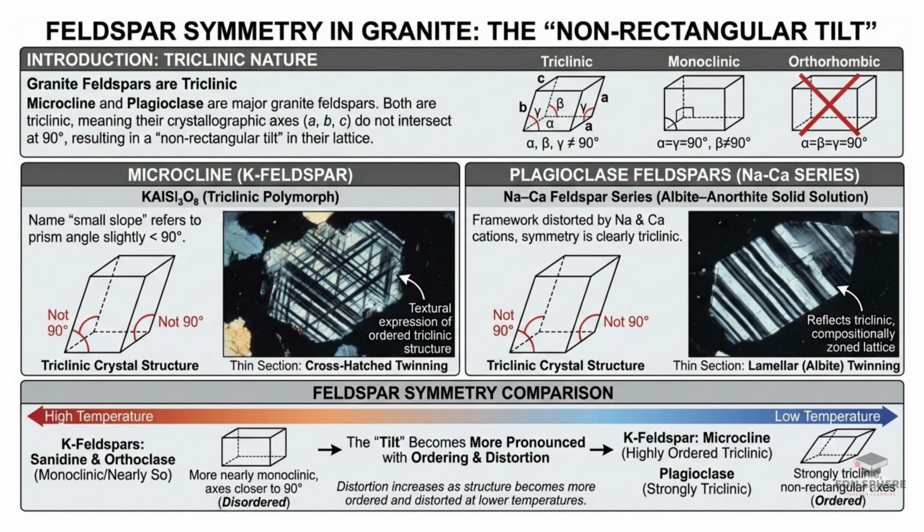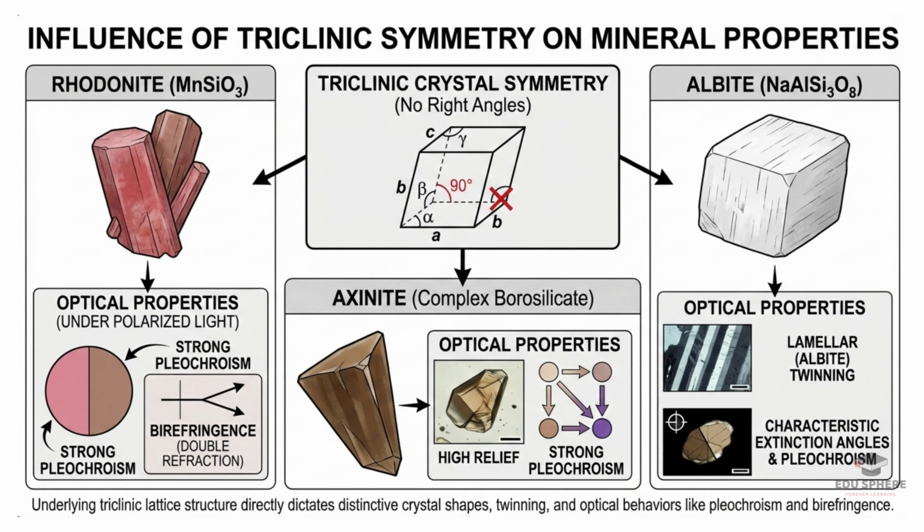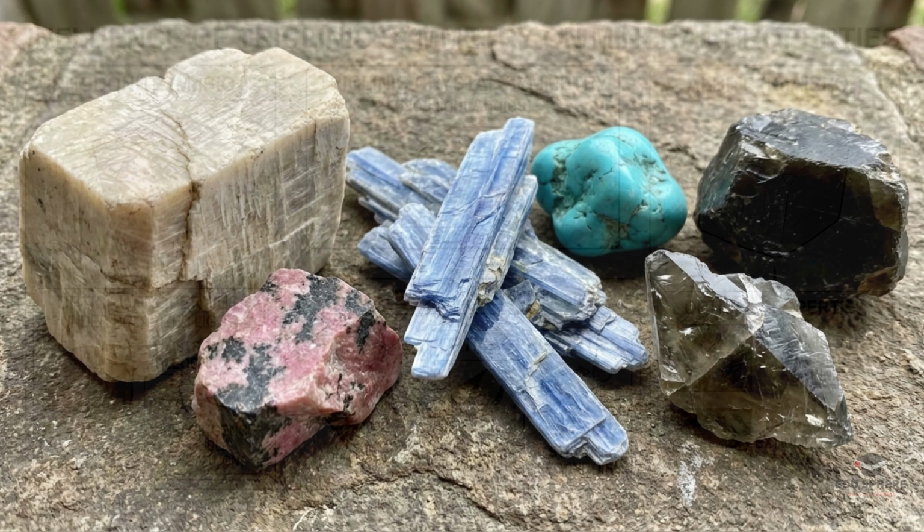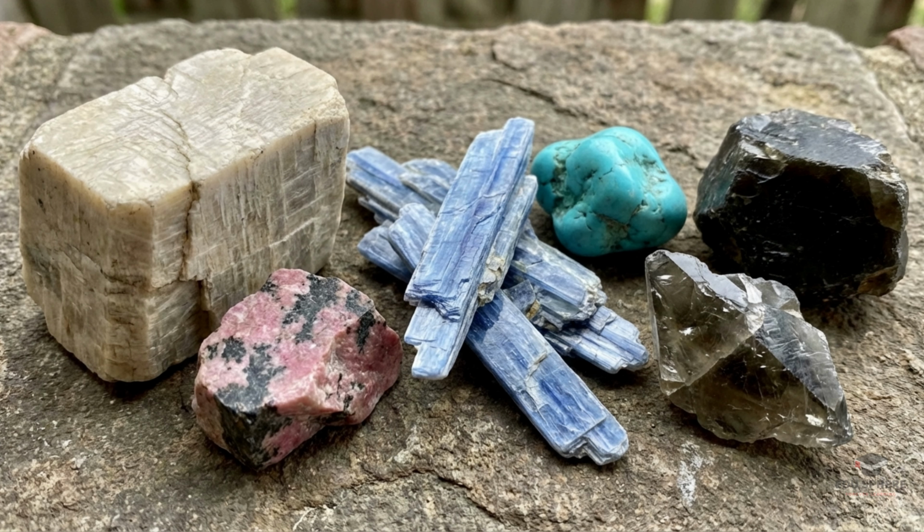Microcline and plagioclase feldspars are major components of granite. These feldspars often show a subtle but definite non-rectangular tilt in their crystal lattices. Rhodonite, axinite, albite each come with fascinating shapes and optical properties driven by the underlying lack of symmetry. The habits of triclinic minerals range from blocky to completely irregular, sometimes almost amorphous. Their cleavages and angles vary, reflecting the absence of symmetry constraints.